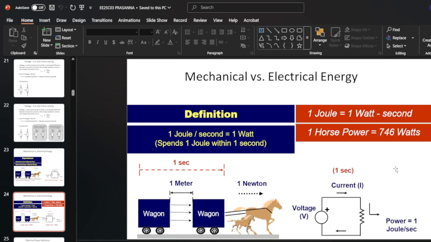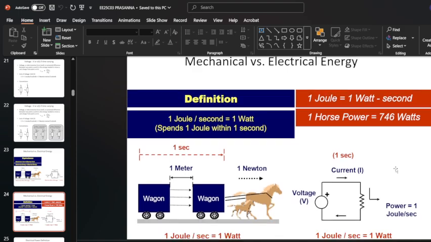Next we study the definition: 1 joule per second is equal to 1 watt. It spends 1 joule within 1 second. How much energy is spent? 1 joule within 1 second. That is the meaning. So 1 joule is equal to 1 watt second. 1 horsepower is equal to 746 watts.